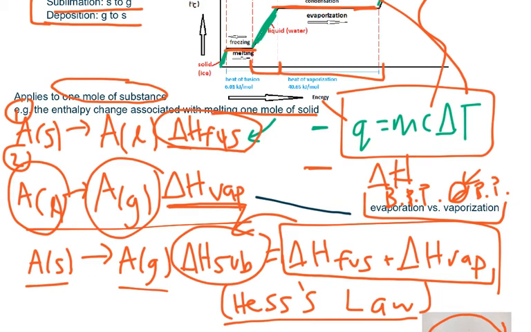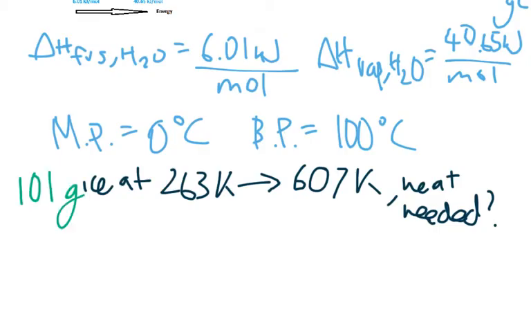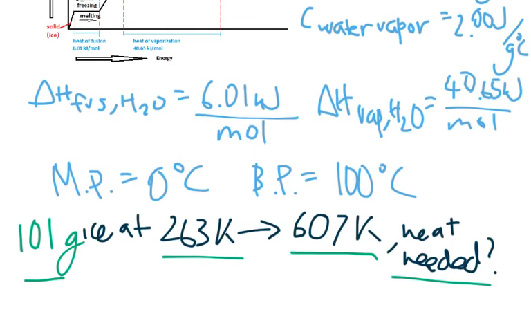So I think now that we're done talking about the math involved and the science behind everything, let's now do a practice question. Let's find the amount of heat that is needed to turn 101 grams of ice at 263 Kelvin to 607 Kelvin. Now, it won't be ice anymore at 607 Kelvin because it would have already gone over the boiling point, but we have to keep that into account when we do the math.